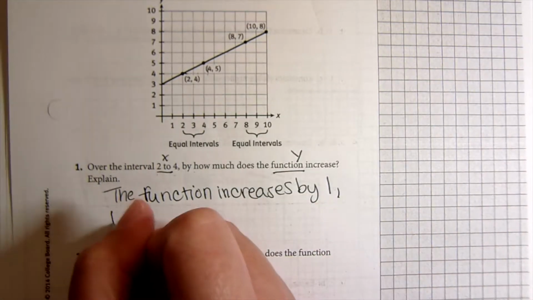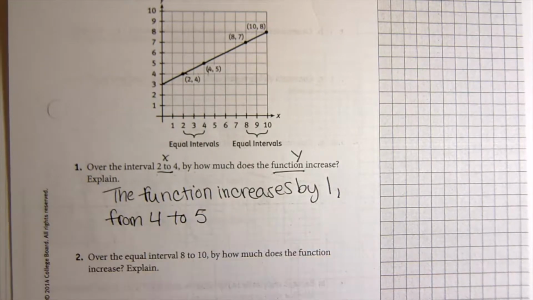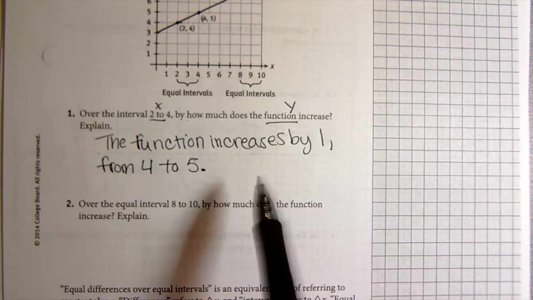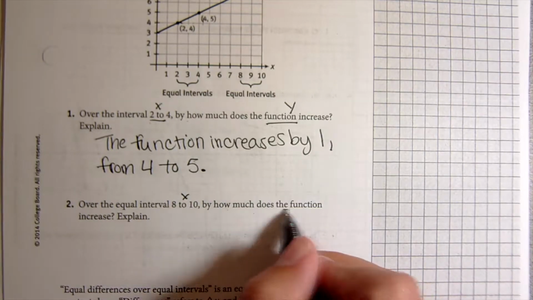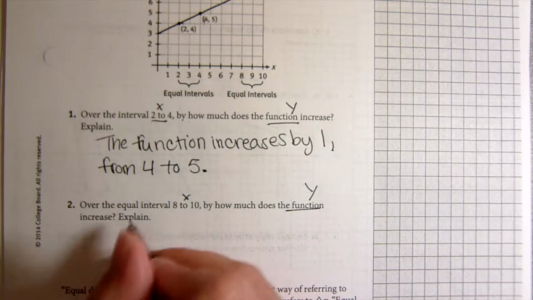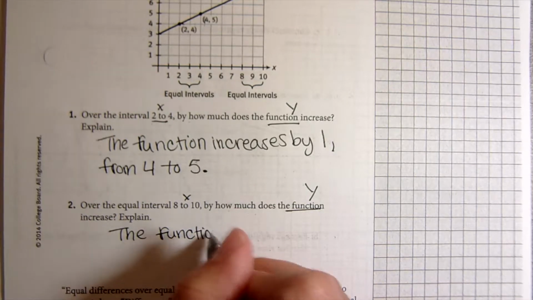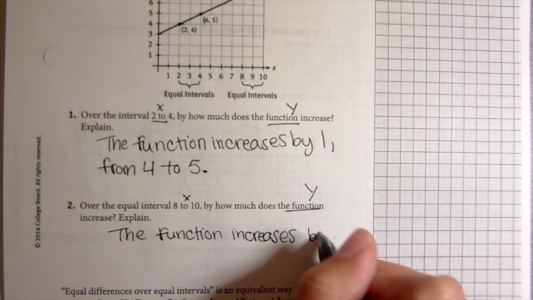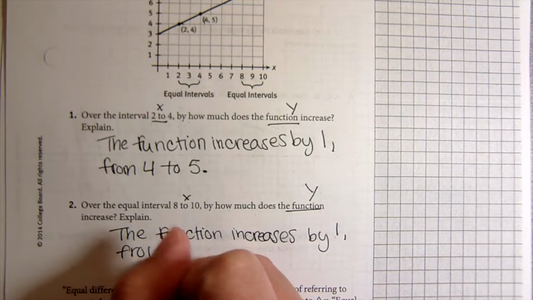From what to what? From 4 to 5. Over the interval 8 to 10, so again we're looking at the x's, 8 and 10. How much does the function, how much does the y increase? 1. So the function increases by 1. From 7 to 8.